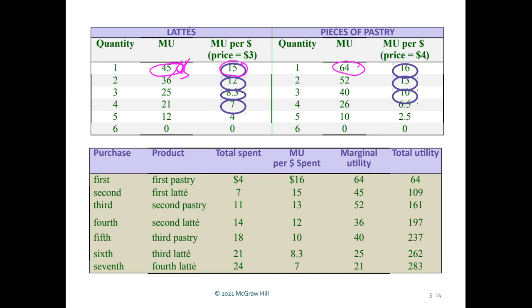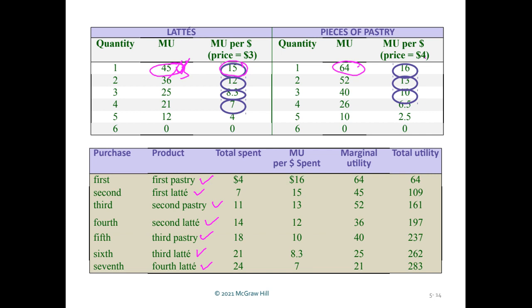So now look at this. This is the allocation. First, you buy first pastry, then first latte, then second pastry, second latte, third pastry, third latte, and then fourth latte. And you will still get the same $24, because the price of latte has gone down from $4 to $3. And how many lattes are you now consuming?